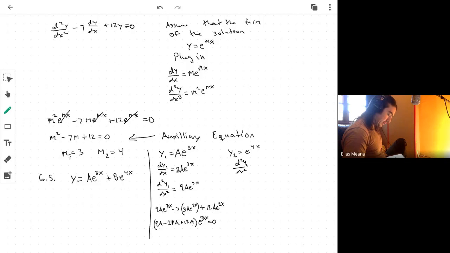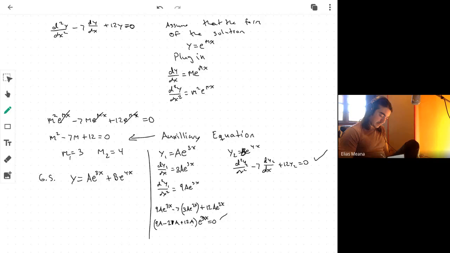I'm not going to do all the algebra this time. Minus 7 dy2 dx, right? Plus 12y2. This is also going to give us 0. So we'd say check, check. Those both work. Interestingly, if we put an a here or b, that's also going to work.